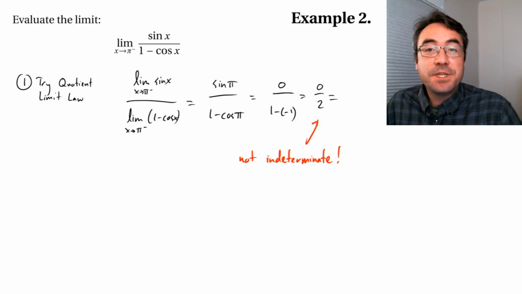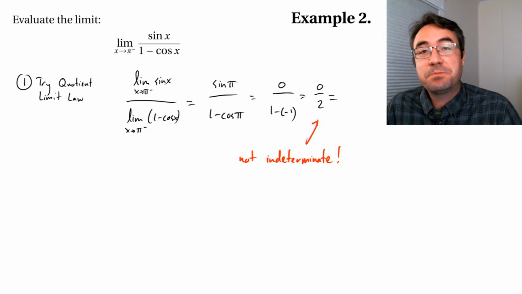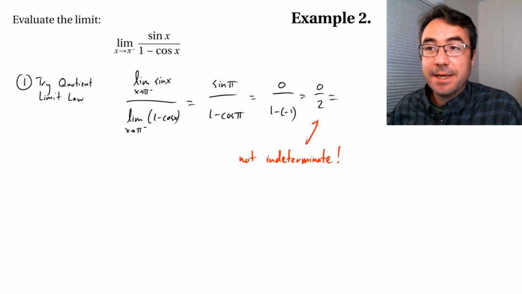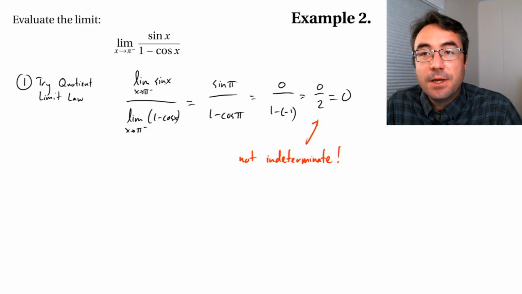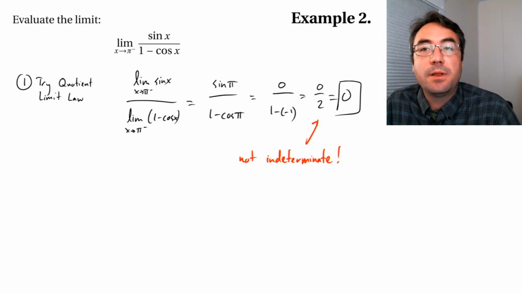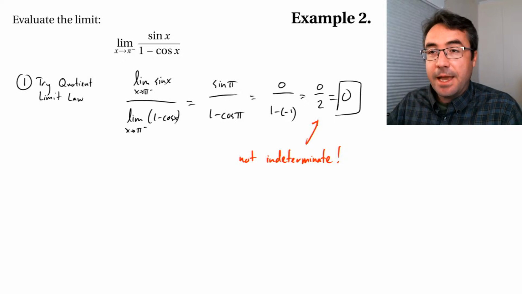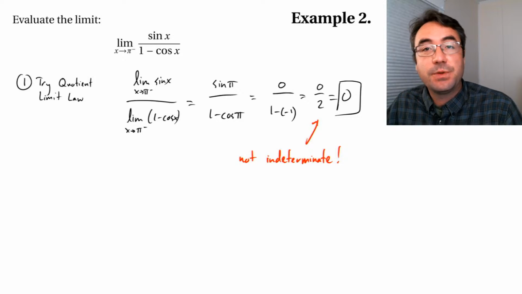So 0 over 0 is indeterminate, but 0 over 2 is perfectly fine. We can divide 0 by any non-zero number, and we get 0 as a result. So that's our answer. We tried our quotient limit law. We were able to plug in because each of those functions, sine and 1 minus cosine, are continuous. And the result that we get is a perfectly good number. So that's our answer.